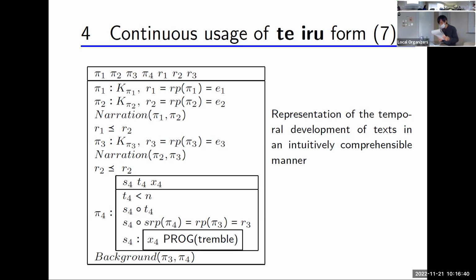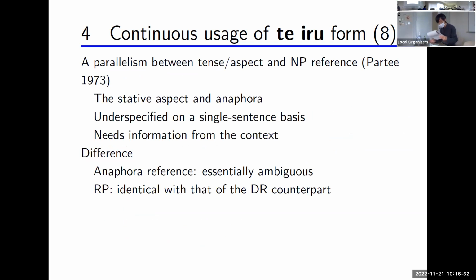So in this way, the addition of reference points as discourse referents represents a temporal development of text in an indirect, intuitively comprehensible manner. Our formalization has captured the parallelism between tense aspect and reference by NPs as pointed out by Partee 1973. An event introduces into the context a new reference point, which provides a basis for interpretation of states. Specifically, both the stative aspect and anaphora remain underspecified when a single sentence has been analyzed, needing information from the context.